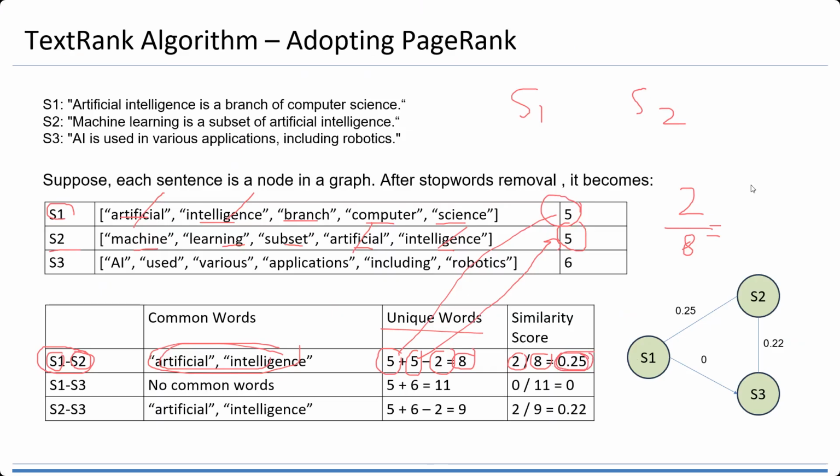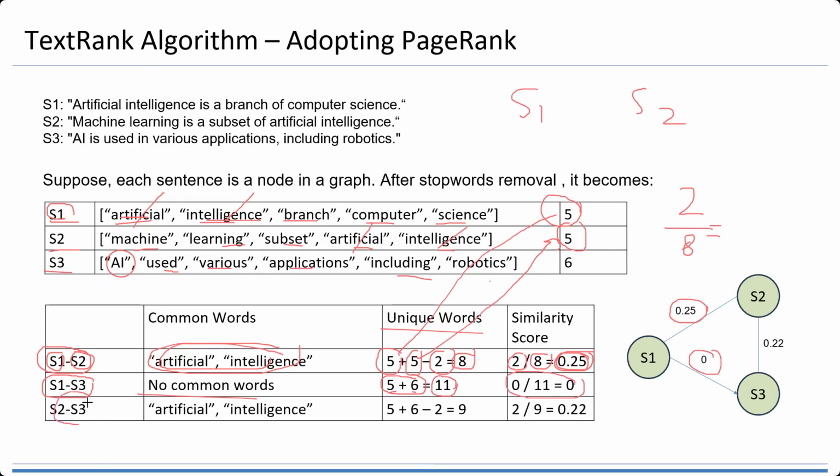Then if we make the graph, it will be something like this. S1 and S2, the weight is 0.25. What about S1 and S3? No common words. Why are there no common words? Because "artificial intelligence" is in short AI. So there are no common words. With "application including robotics", the unique words are 5 plus 6, which is 11, and the score is 0. So no common words between S1 and S3, we can just put 0.